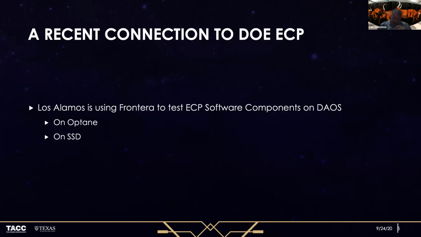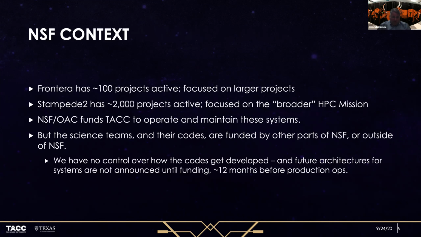But we operate Frontera and Stampede in the context of the NSF user space, and this does affect our software stack. So just so everybody understands our context, Frontera is actually the easy one because we only have about 100 active projects on it at a time, and it's focused on some of the larger scale problems. As Hari mentioned, when he did his 4,000 node testing for EMBEDDING, we take about a week a quarter to do just large scale runs on the machine.